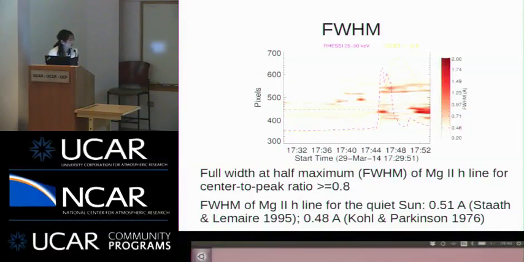For the line profile with a larger center to peak ratio, which is less reversed, we can see at the peak time and also after peak, the FWHM is very large, close to 2 angstroms, compared with the FWHM for the quiet sun, which is about 0.5 angstroms.